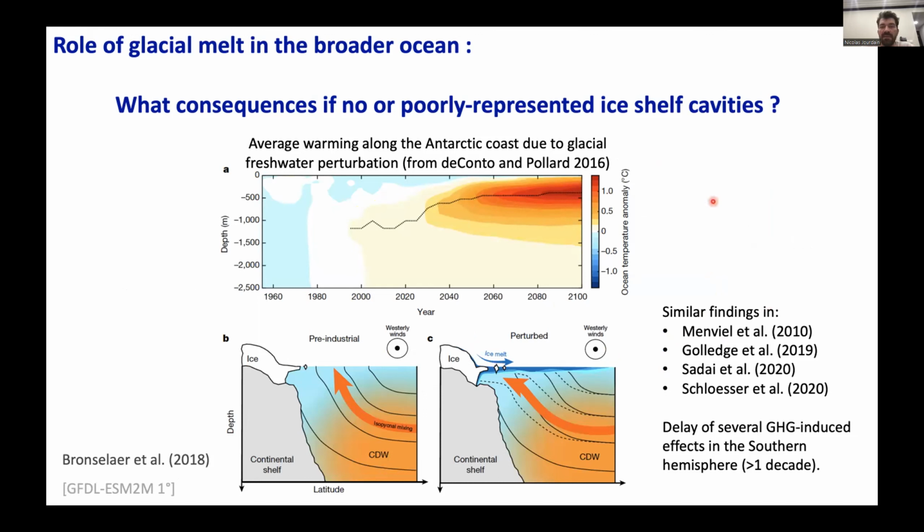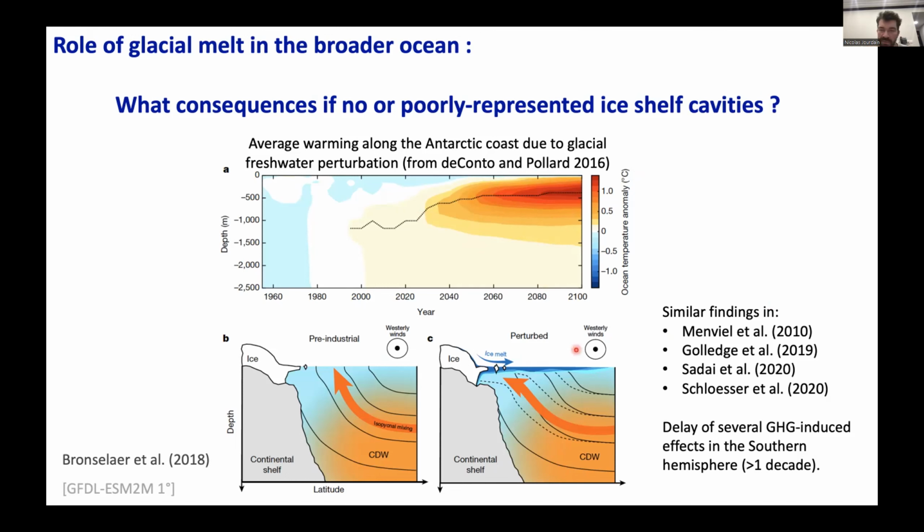I have to say that this is the freshwater flux from Contour Pollard 2016, so this is probably quite in the high range of what we can expect. But this paper shows quite a strong response in the subsurface, which would tend to reinforce melt rate in the future.